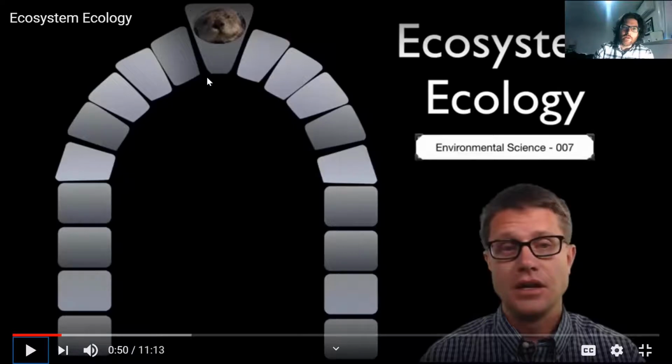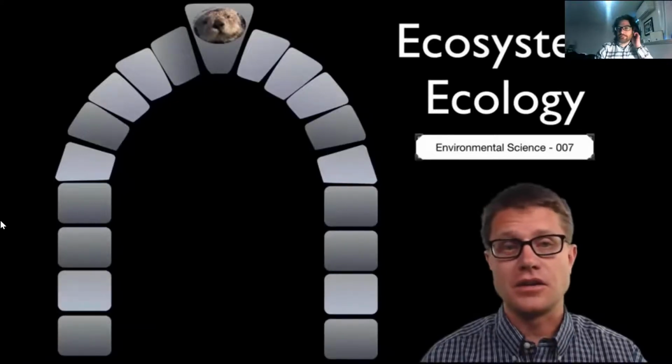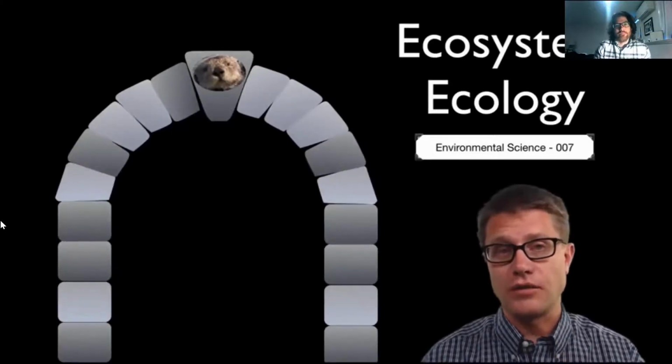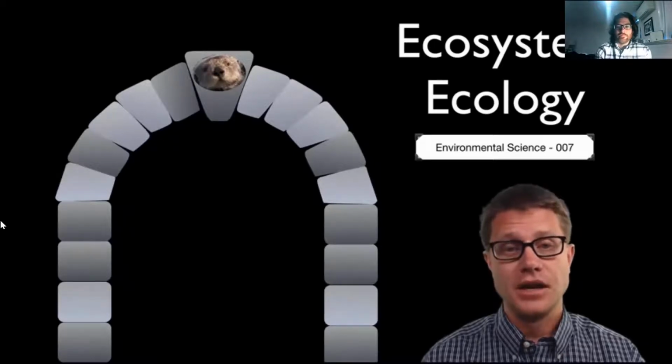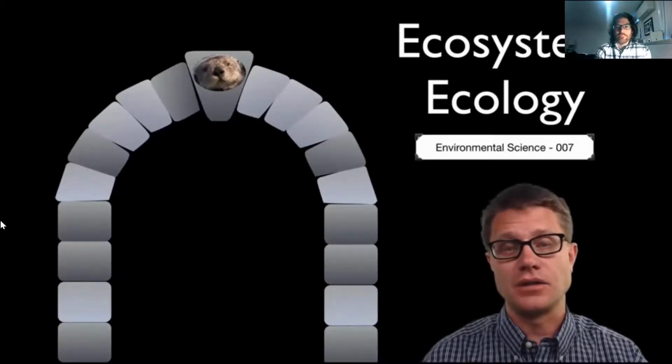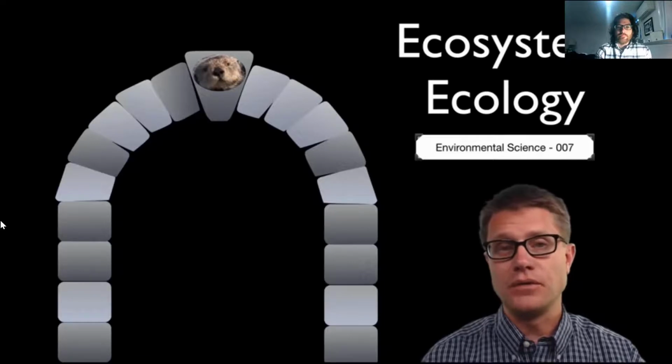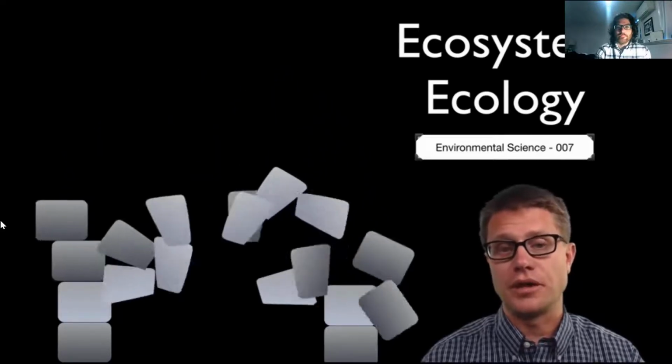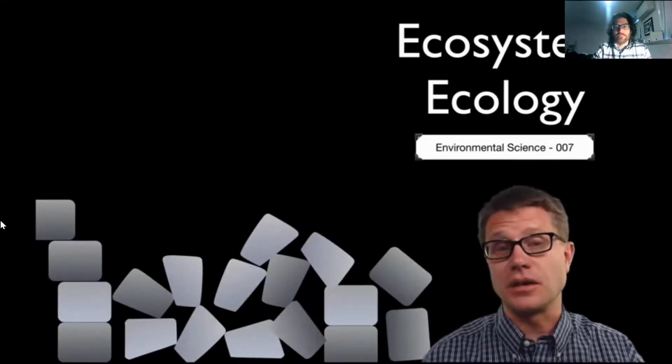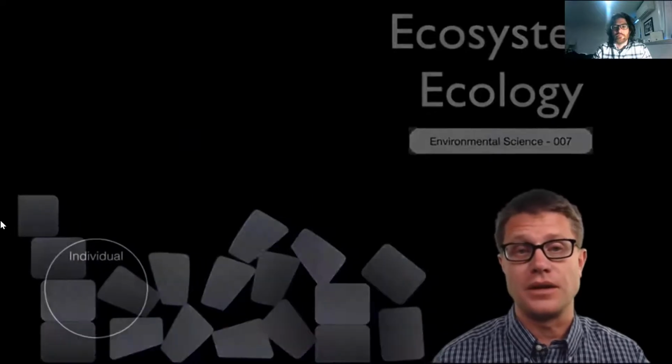This little arch piece in any stone arch is called a keystone, and that is why it is called a keystone species. Just like on this arch, this keystone at the top holds everything else in place. You can think of each of these stones now as a different species. If we remove that keystone species, then the whole thing folds in on itself. In other words, some species are actually more important than others.